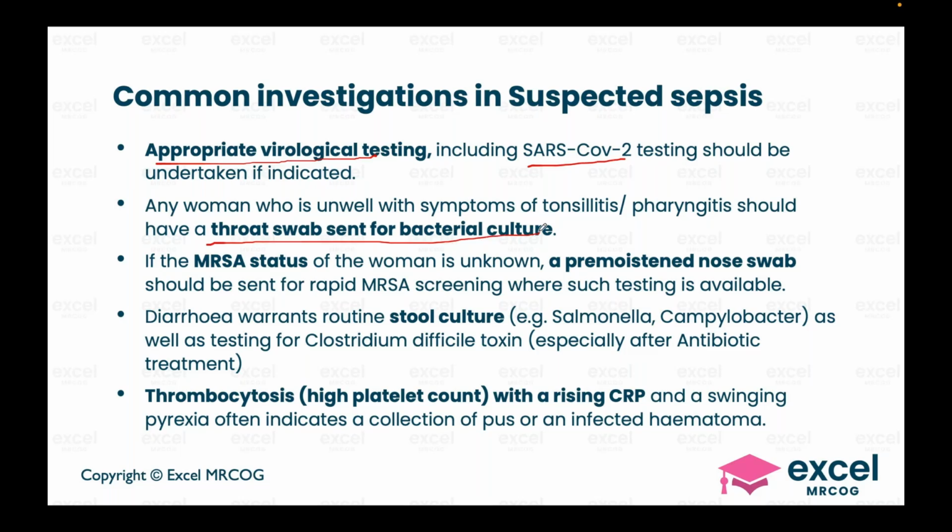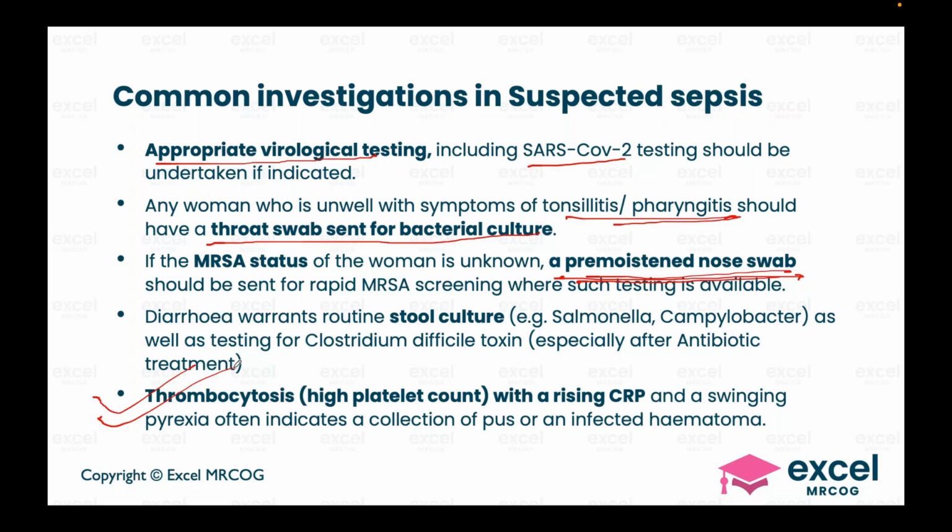In tonsillitis and pharyngitis, you can expect your group A strep infection. If the patient is at risk of MRSA, nose swab. So these are some common questions that may be asked. Pre-moistened nose swab. If she has diarrhea, stool culture. You may also need to look at her platelet count and a rising CRP, and this may be one of the points in the question. There is high platelet count and the C-reactive protein is rising, and there is swinging pyrexia.